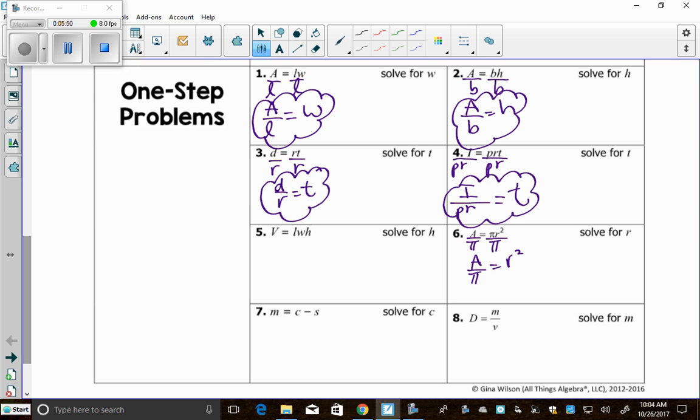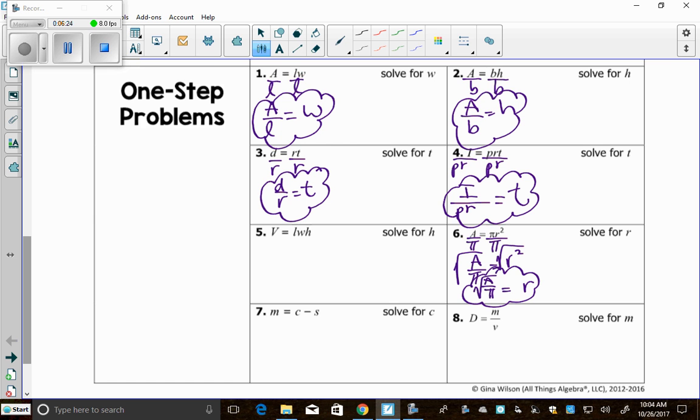The inverse operation for an exponent, in this case squaring, is the square root. Squaring and square root are inverse operations. So when you get here, what you need to do is take the square root of each side. The square root of any number squared, or in this case a variable, is itself. I'll tell you more about that in a minute. And here, this is going to stay under that square root sign, and I have the square root of A over pi equals r.